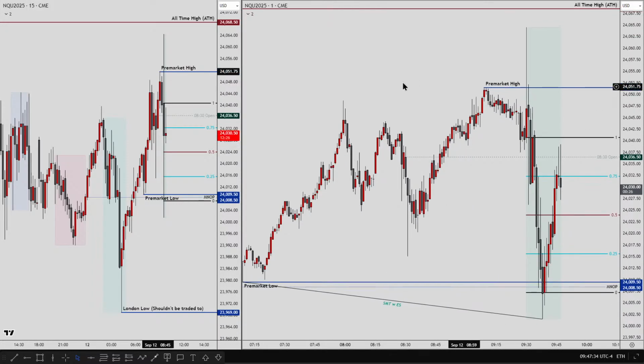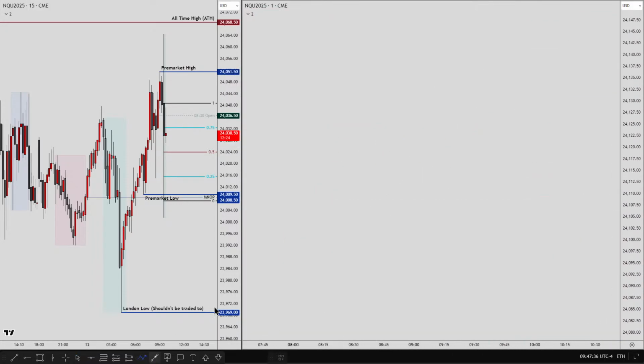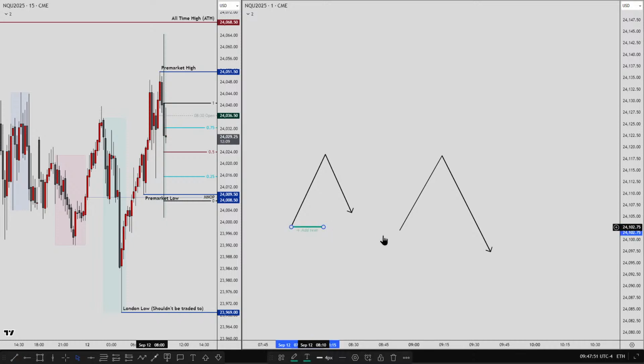So a lot of people will describe an SMT to you incorrectly. They'll say it's when it's lagging behind. An SMT is a breaking correlation. So if this is Nasdaq, and Nasdaq doesn't trade below this low, but YM does trade below that low, or ES, or whatever it is, then what you're looking at is an SMT.